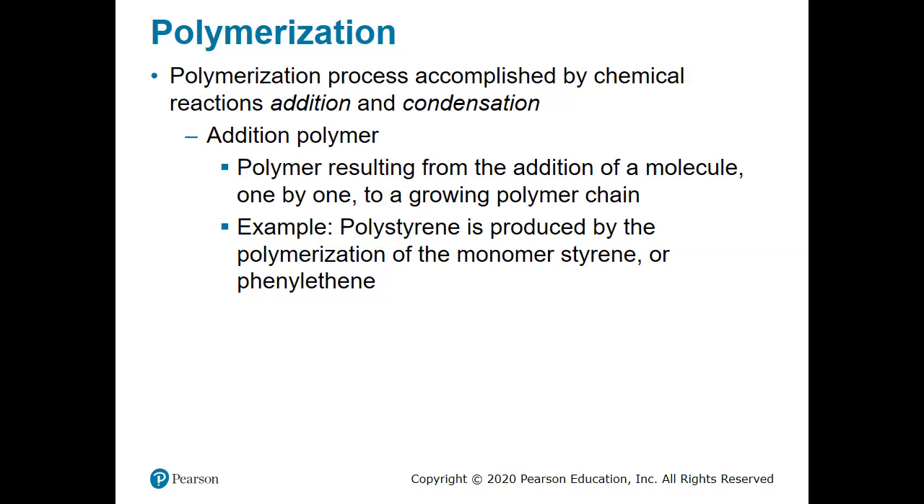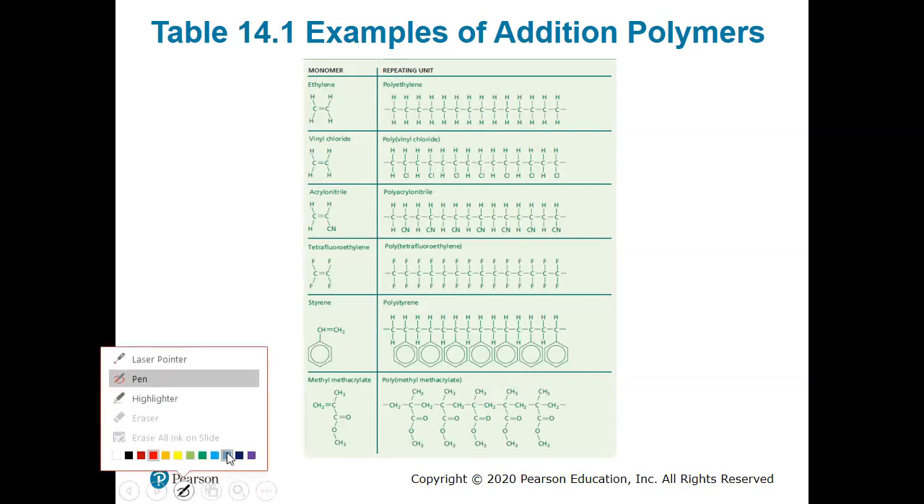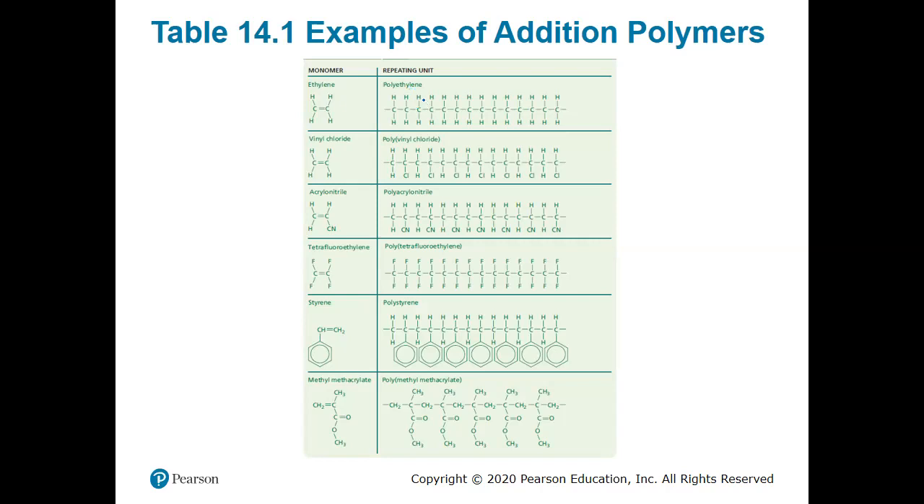And if we look at examples of addition polymers, we can see that repetition. We can see in polyethylene here that the same two carbon group repeats itself over and over again. We can see in vinyl chloride, the same two carbon group, the one that has that chlorine at the one position here, repeats itself over and over again. And for acrylonitrile, same thing. We've got this cyano group repeating over and over again.